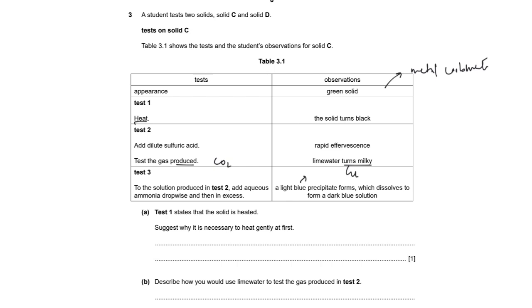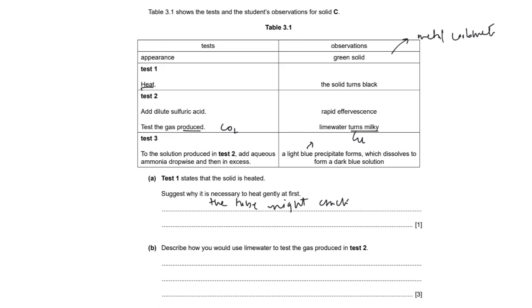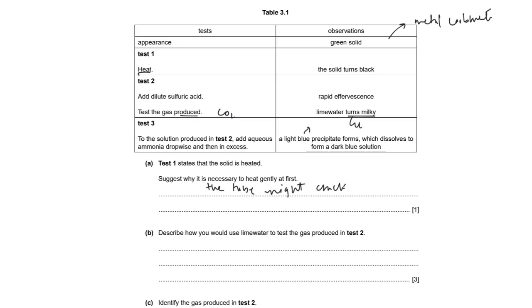Okay, now test 1 states that the solid is heated, so it is necessary to heat gently at first. The sudden heat would cause the tube to rupture. Your solid can jump out of the tube, or the tube might crack. You do not heat it at full throttle. You just increase the heat slowly.